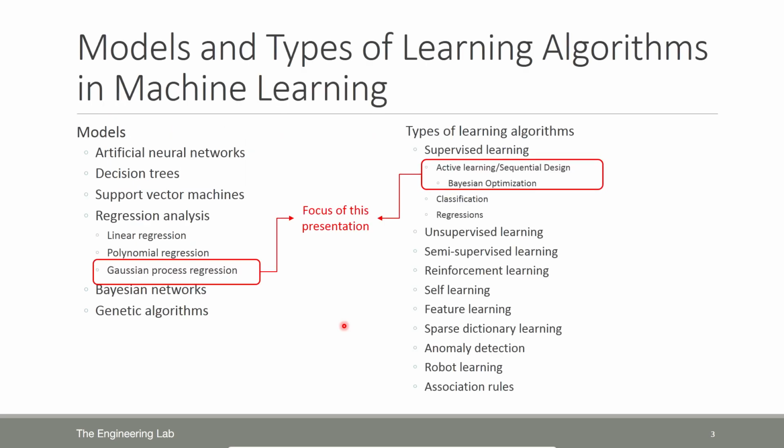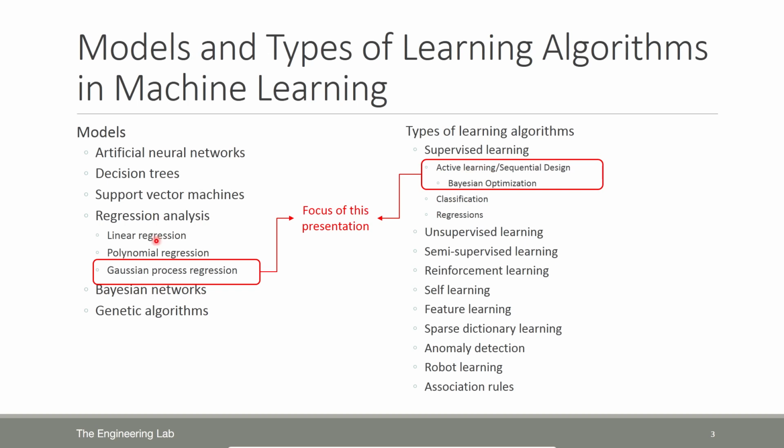So if you look at machine learning, there are a lot of learning algorithms, if you will. Anything from supervised all the way down to, say, robot learning. Here we're going to be focusing on the supervised learning branch. Specifically, we're going to be talking about active learning, sometimes called sequential learning. And we're going to be talking about Bayesian optimization, which helps us develop our acquisition functions later on. So in terms of algorithms, we're going to be focusing on active learning.